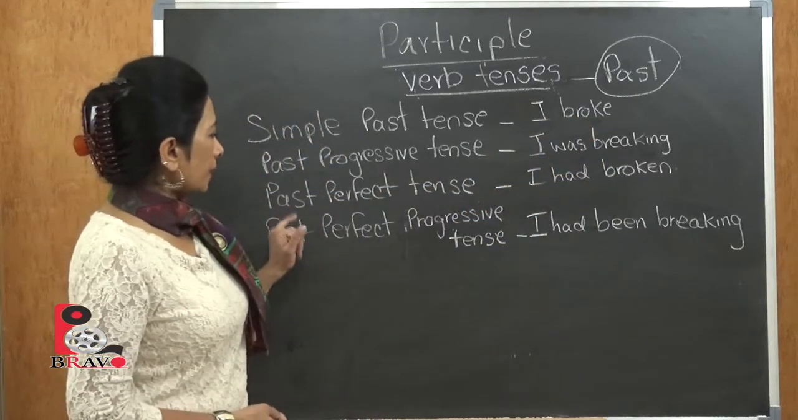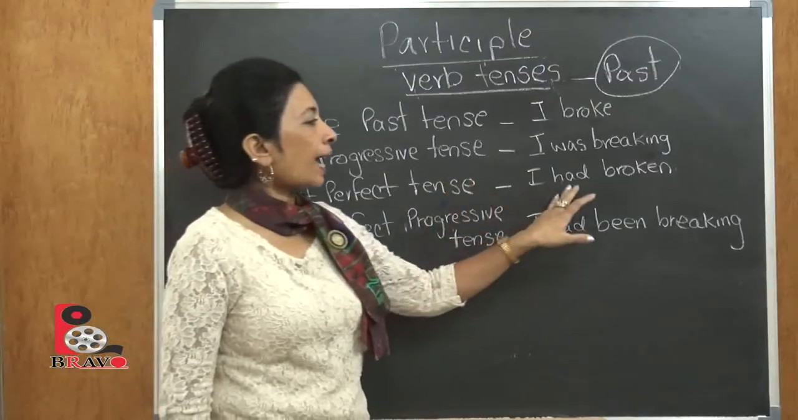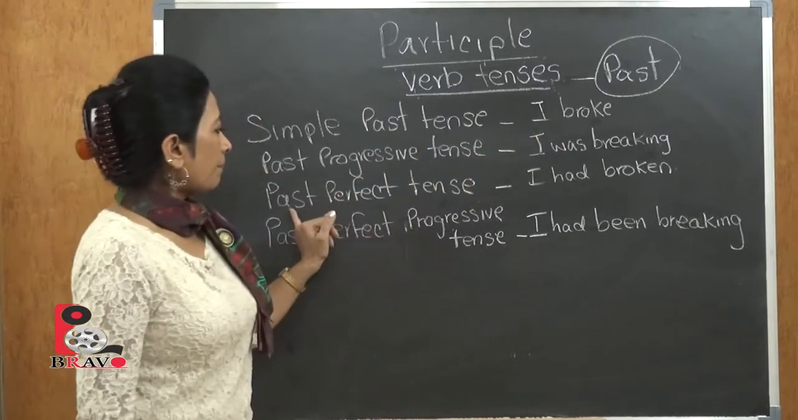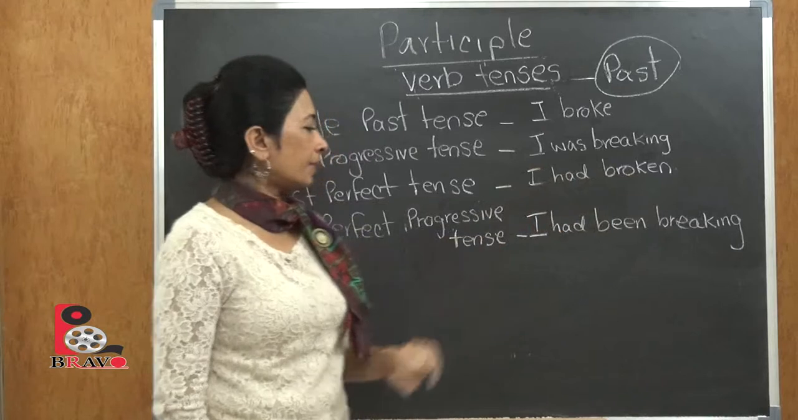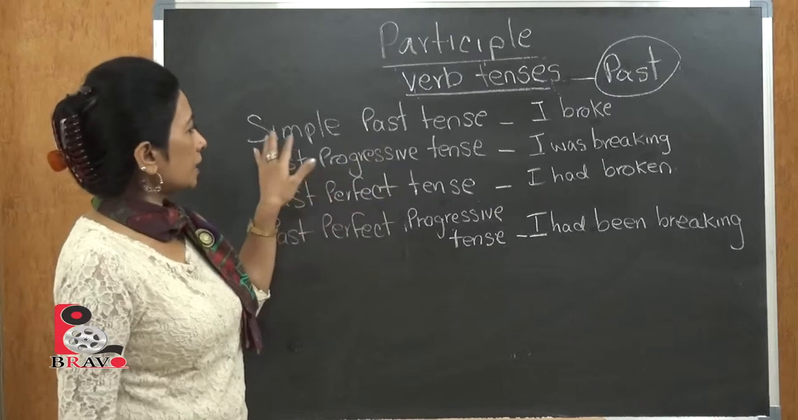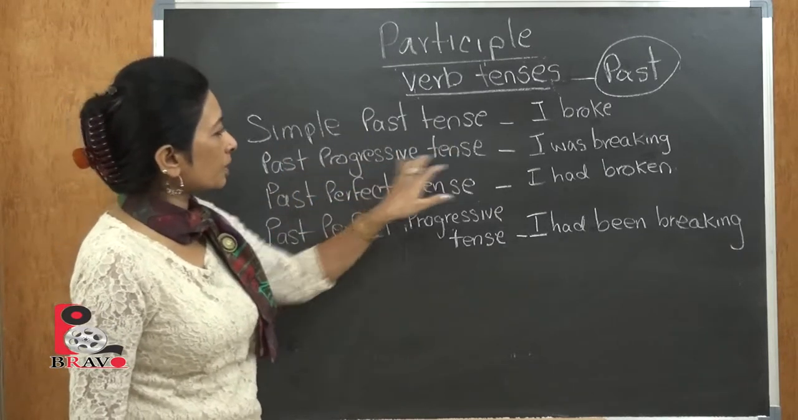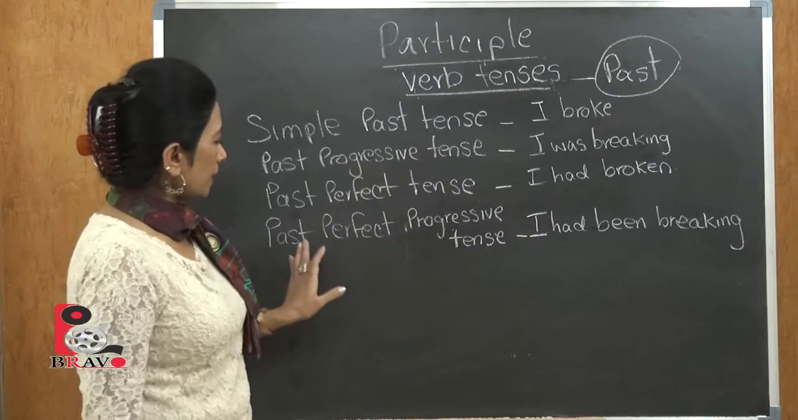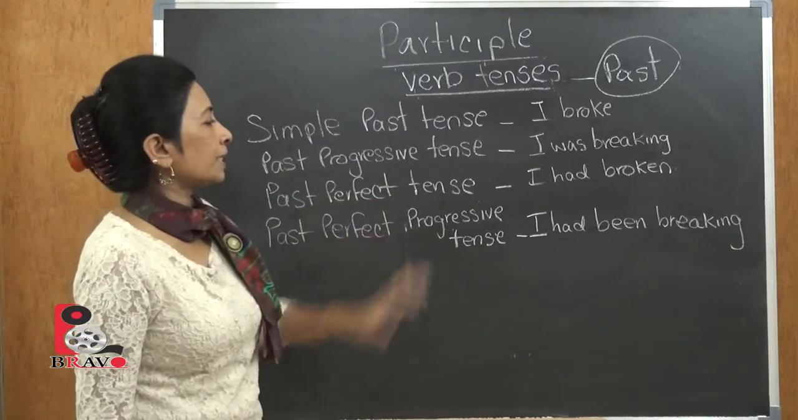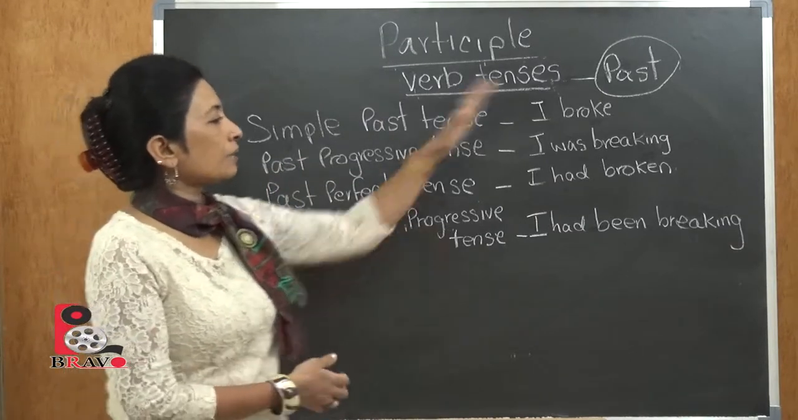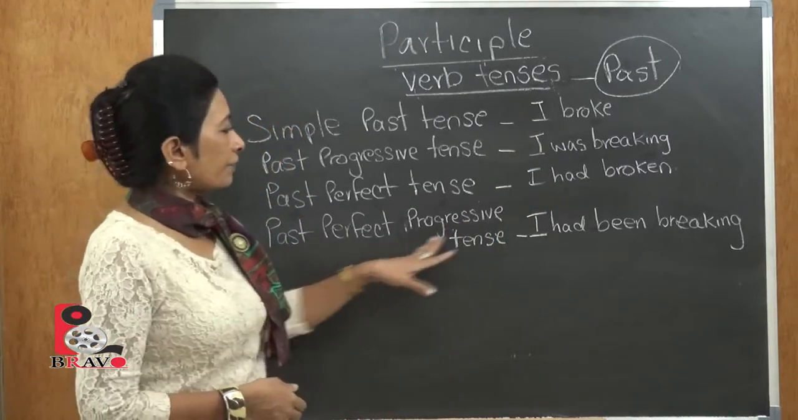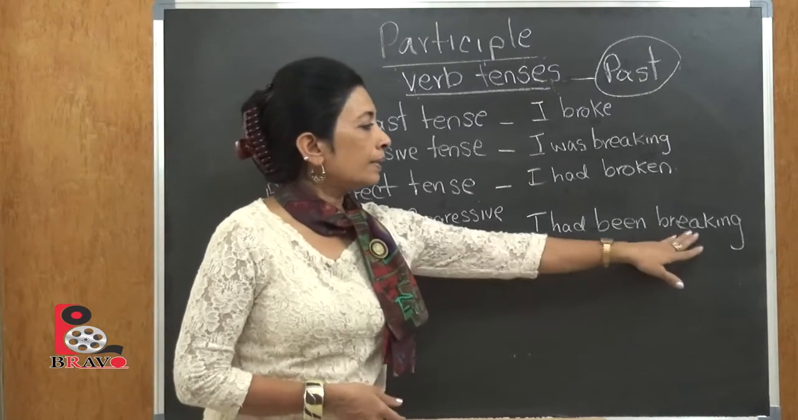Now the same word in past perfect tense is I had broken. So here simple past tense was I broke, past perfect tense is I had broken. Now past perfect progressive tense. So you can see how it's changing: simple past tense is becoming past progressive tense, and that is becoming past perfect progressive tense here. Simple past tense is becoming past perfect tense. So it's a little bit of change that's happening, and according to that the words also will change and the tense will change. Here past perfect progressive tense is I had been breaking.